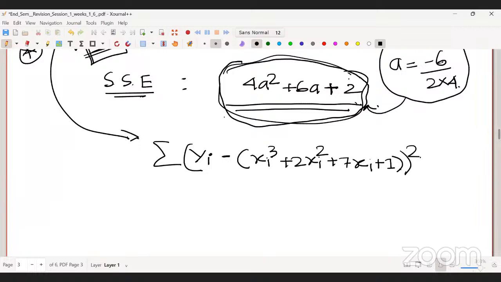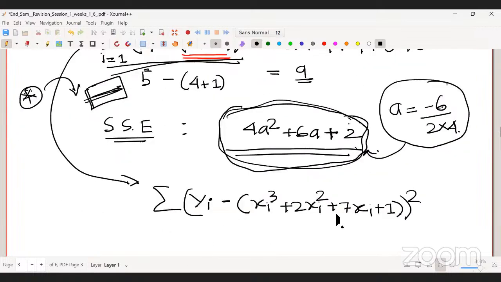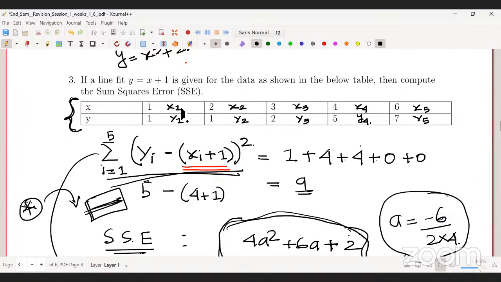So you will get an expression like this. Instead of an expression like this, you will get some new expression. So it depends on the function, what function is given in the question. Okay. Okay, anything else? No, sir. Okay, fine.